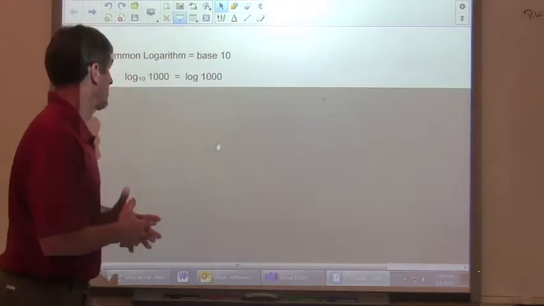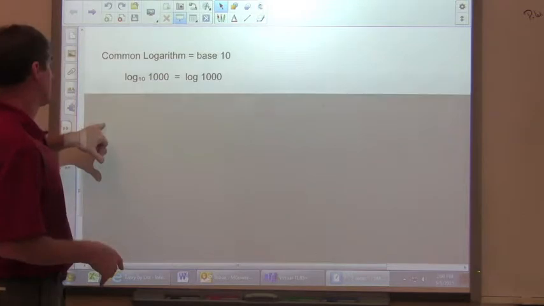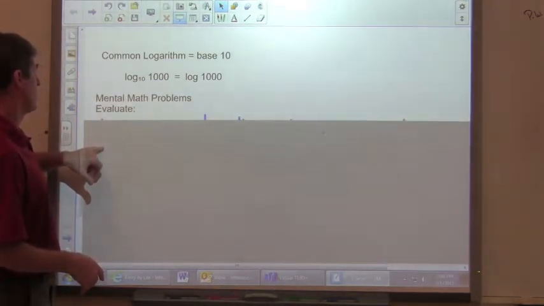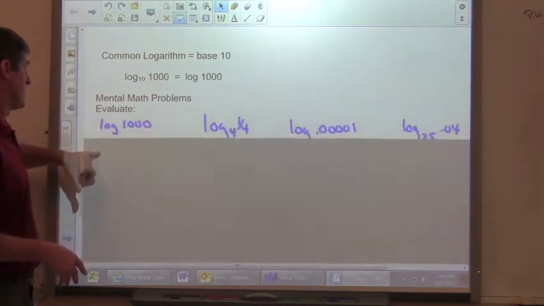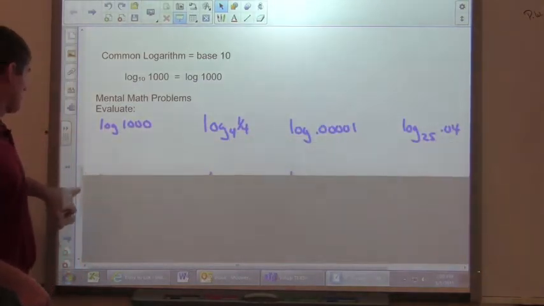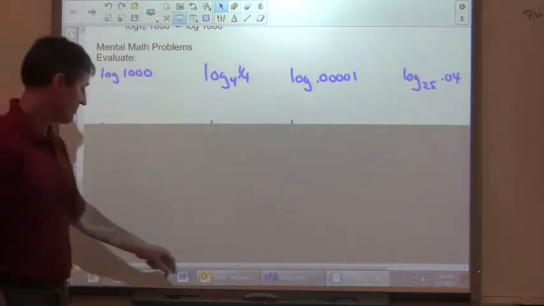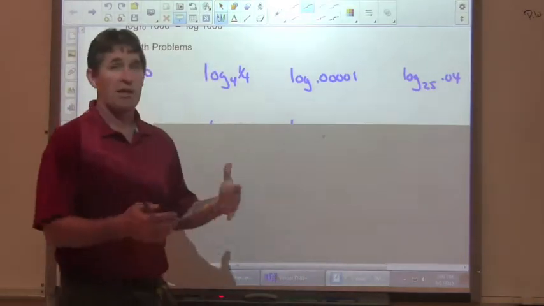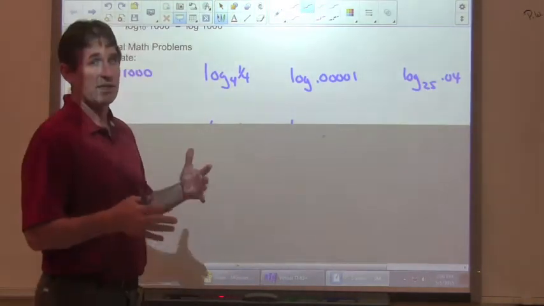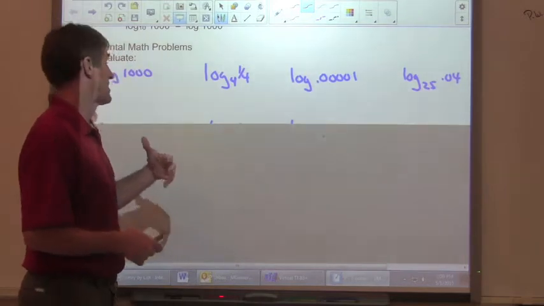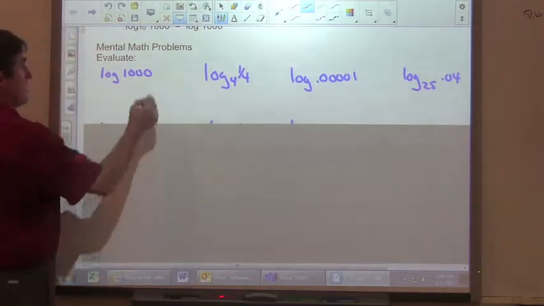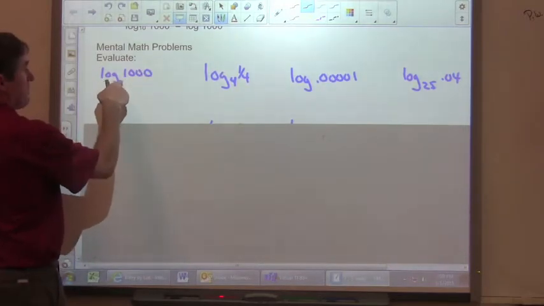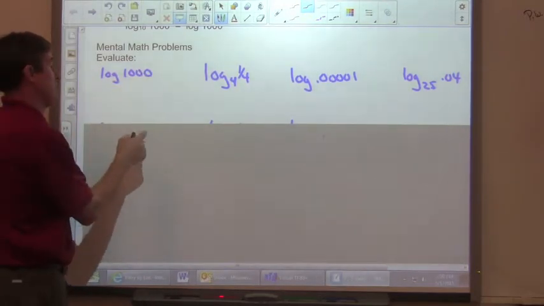So most of your assignment is going to be with what we call mental math. And so we're going to take mental math problems and we're going to evaluate them mentally. And so some examples. Now there's going to be other ways we can do this later, but for right now on this assignment we're just going to try and do these by setting up so we can do them in our head without having to use any logarithms. So log, remember this is base 10 since there's no base given.